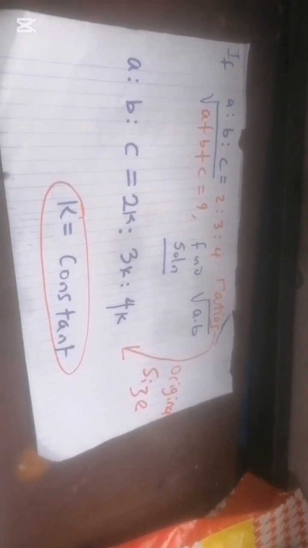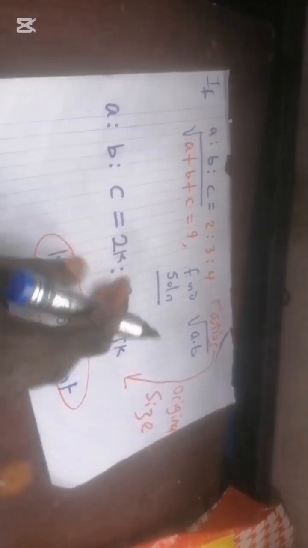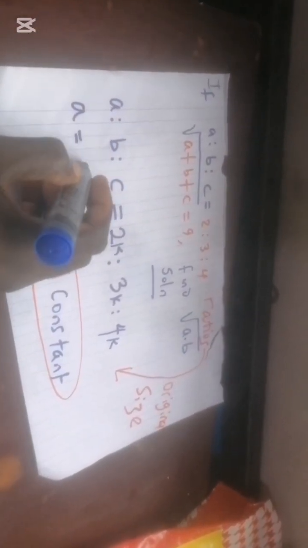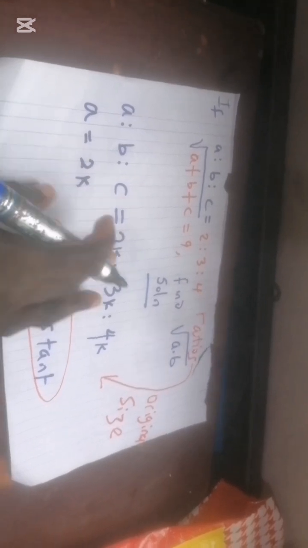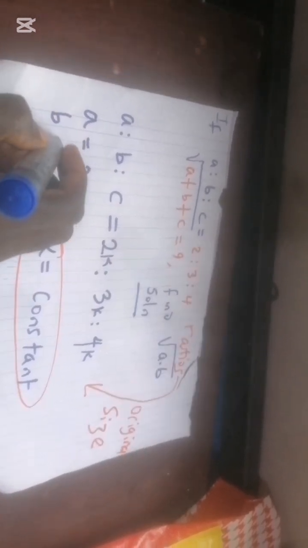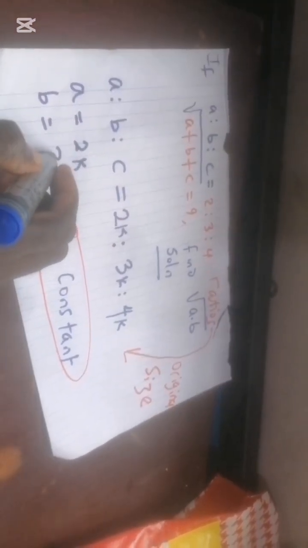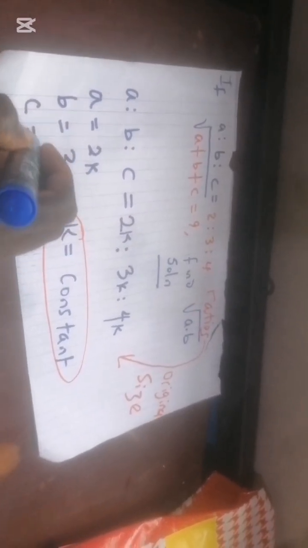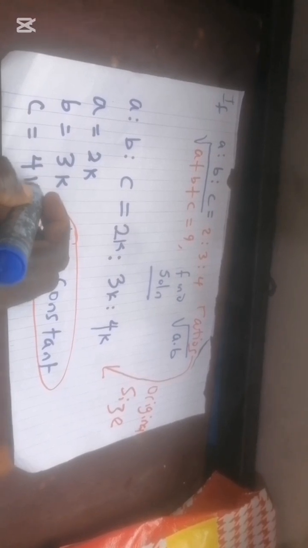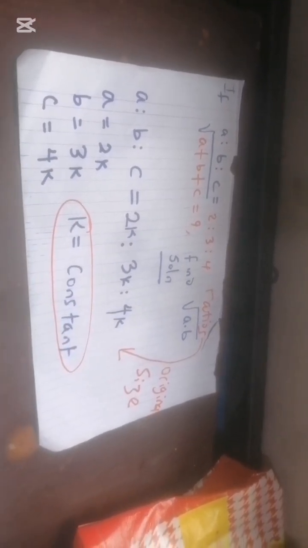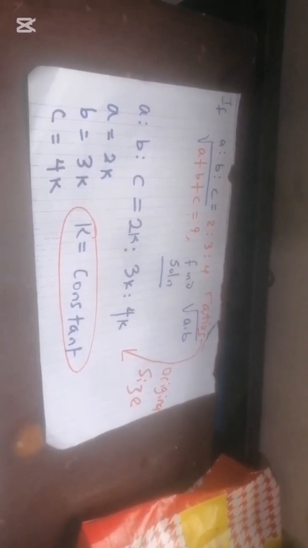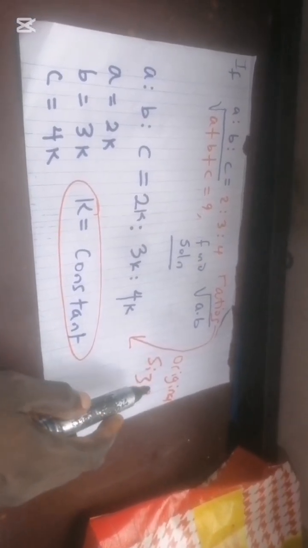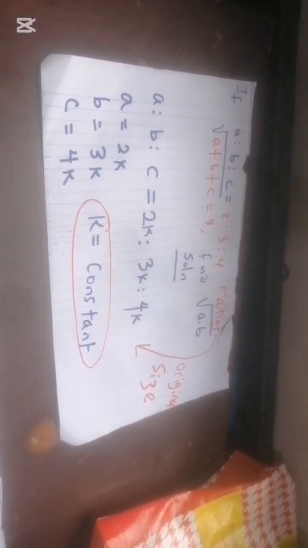So from now on, I can say that A is equal to 2K. Let me write it here. A is equal to 2K. I can say B is equal to 3K. And I can also say that C is equal to 4K. I hope you understand what is going on. Okay. So with this background, I won't use the ratio again. It is the original size I'll be using now. So let's solve the question.